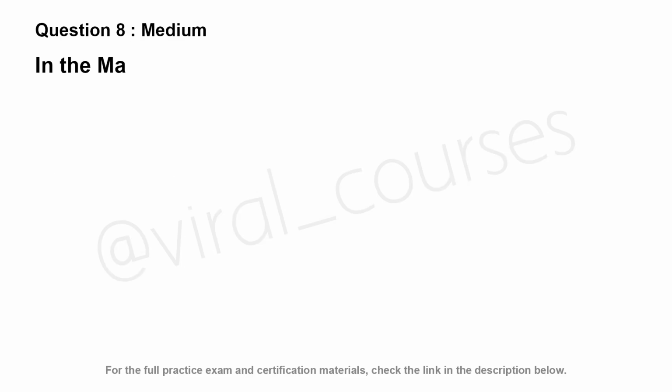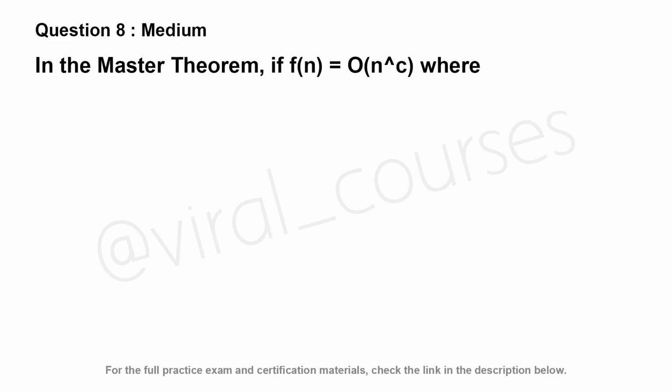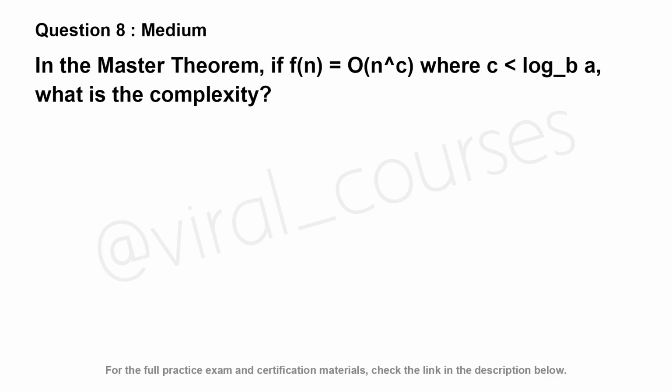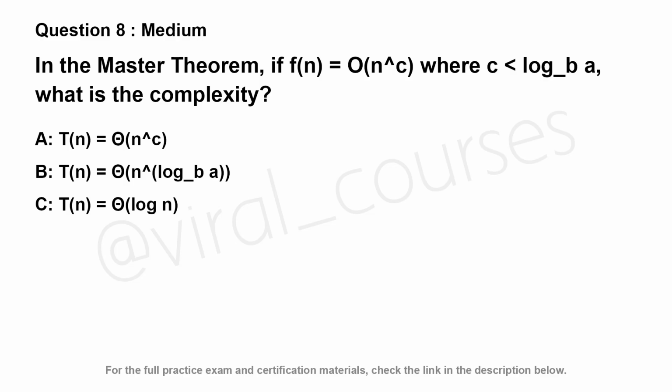In the Master Theorem, if f(n) = O(n^c), where c < log_b a, what is the complexity? Option A, T(N) = theta(n^c). Option B, T(N) = theta(n^(log_b a)). Option C, T(N) = theta(log n). Option D, T(N) = theta(n log n).